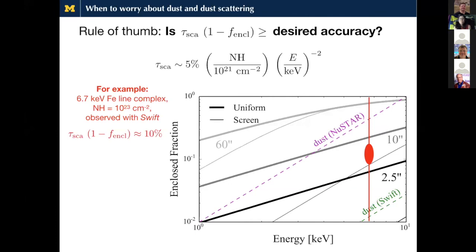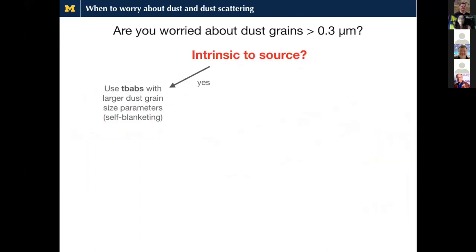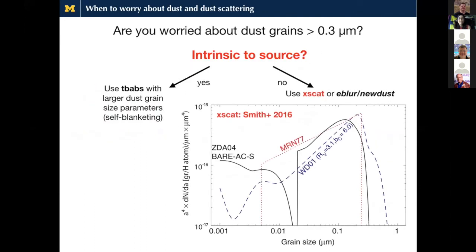But you can read off of this plot whether or not to include it. So my example is the iron 6.7 keV iron line complex at 10 to the 23. So let's say a galactic center source observed with Swift, it's a 10% effect. If you're worried about larger dust grains, again, if it's intrinsic to the source, just use absorption. I would recommend TBvarabs so you can play with dust parameters, or use XSCAT, which extends to larger grain sizes than ISM dust does.